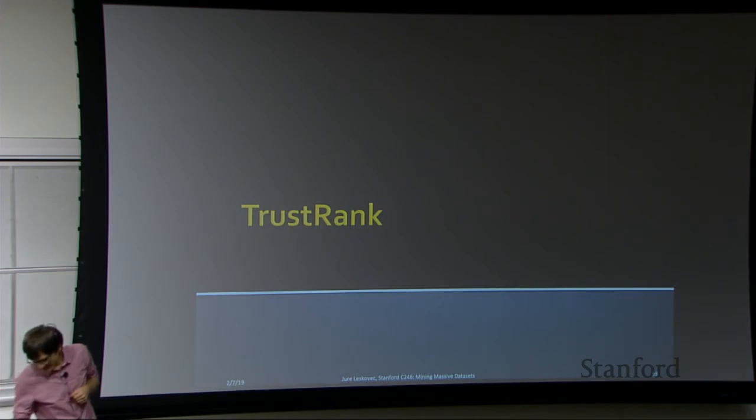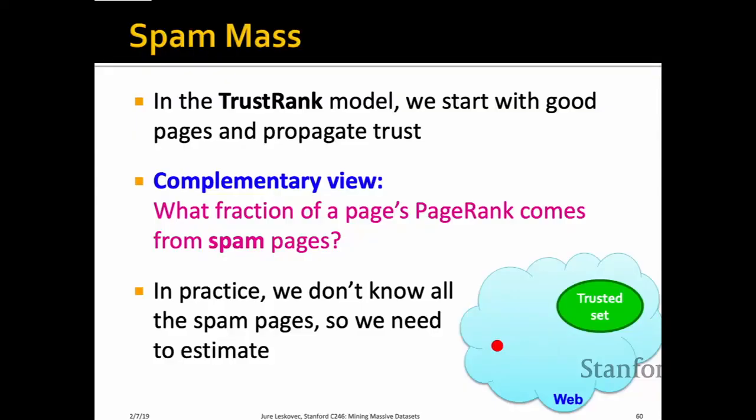Okay, so the second idea is to define this notion of spam mass. Intuitively, the idea goes as follows. In the TrustRank model, we start with a set of good pages and propagate trust. Here is a complementary view: what fraction of a page's PageRank comes from the spam pages? If I can estimate how much of your importance comes from the spam pages, then I know whether you are a spammer or not.